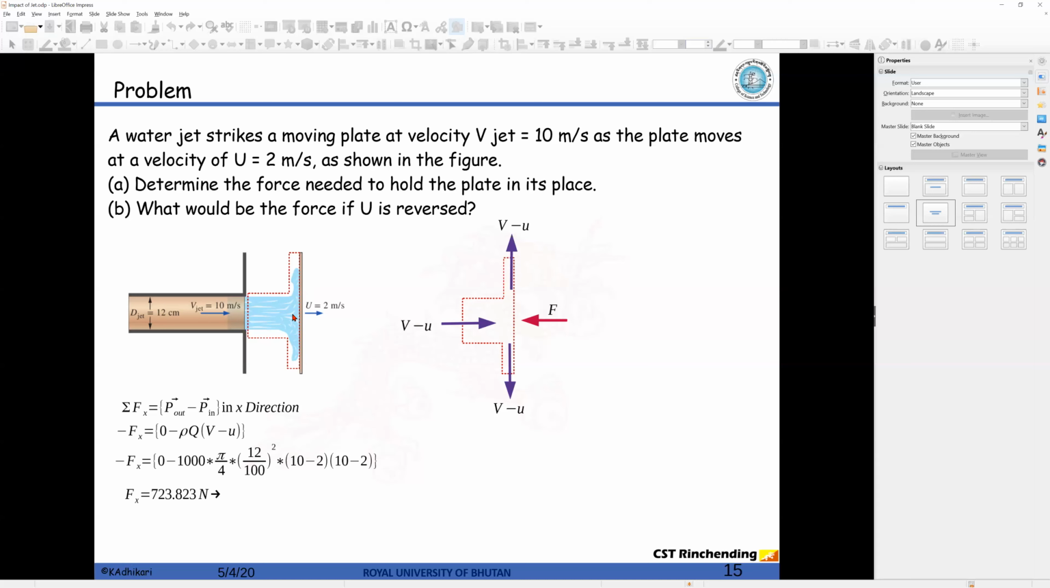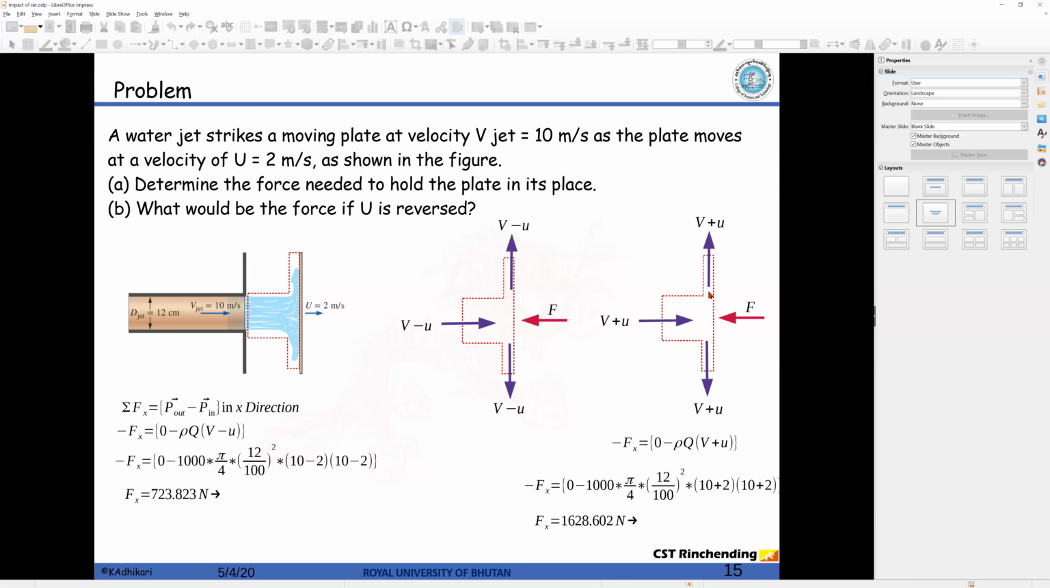Now for the next condition, the plate is moving in the opposite direction. The relative velocity is v plus u. Everything remains the same, so again we put it in this impulse momentum equation, and the only difference is that instead of v minus u, it becomes v plus u, and accordingly we can calculate the force. Okay, that's it. This was for condition 1. This is for condition 2.